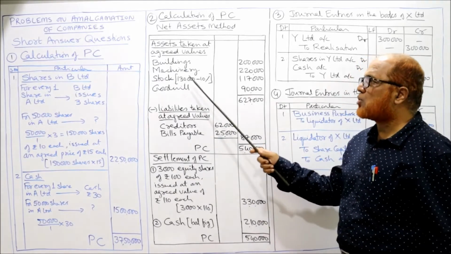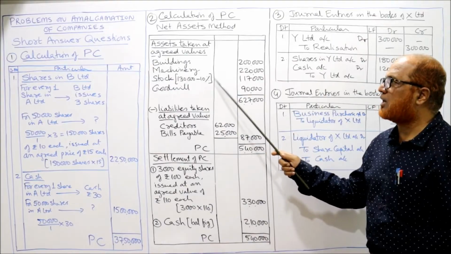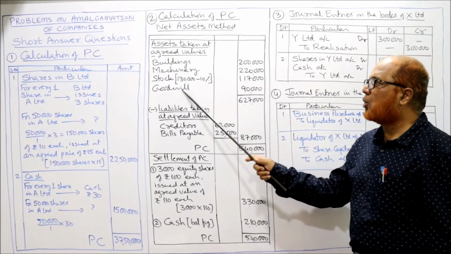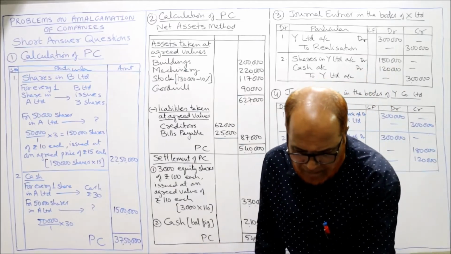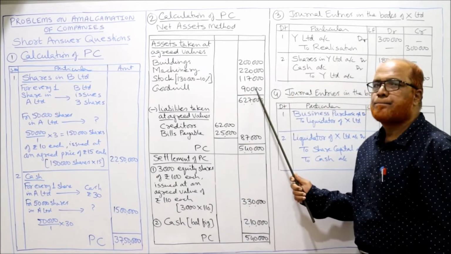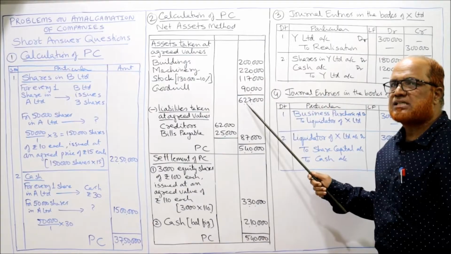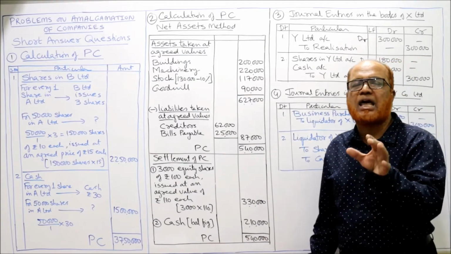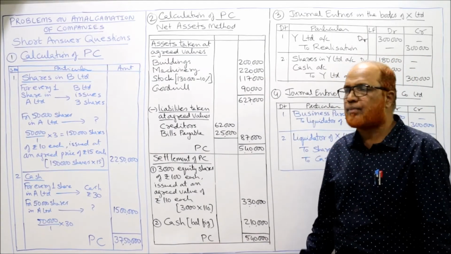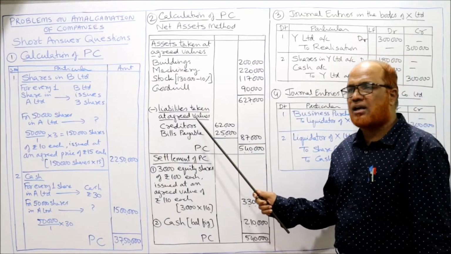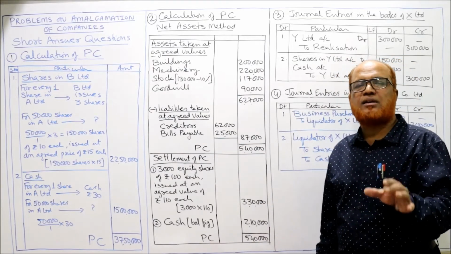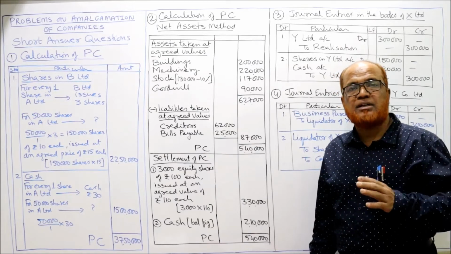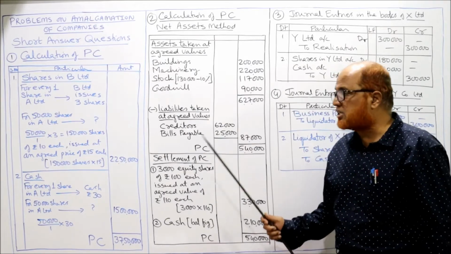The balance sheet value of stock is 1,30,000 minus depreciation 10%, that is 1,17,000. Goodwill is taken over at 90,000. It is given in the problem. Goodwill at 90,000. So take the total of all the assets, 6,27,000 is the agreed value of all assets taken over. Minus liabilities taken over at agreed values. Creditors 62,000. Actually the balance sheet value of creditors is 75,000, but Y Limited is taking over at an agreed value of 62,000.